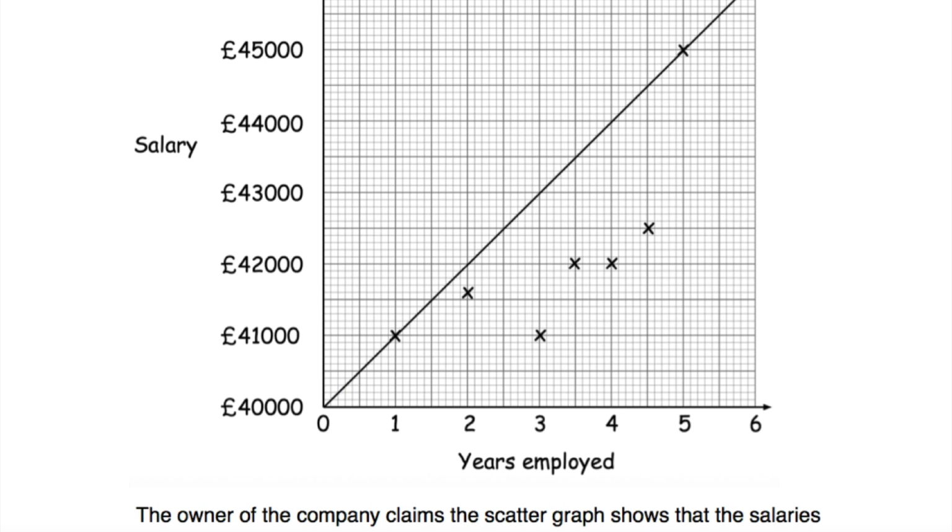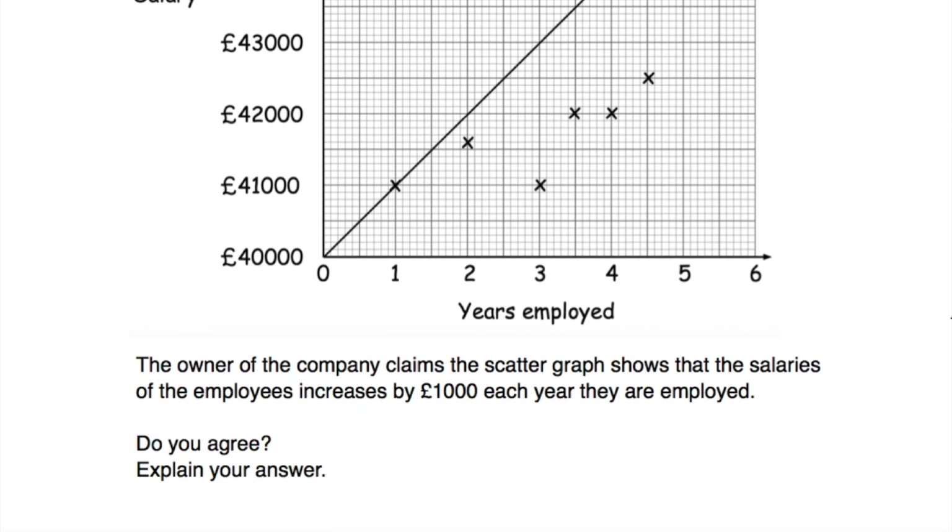And then if we carry on, we're told the owner of the company claims that the scatter graph shows that the salaries of the employees increase by £1,000 each year they are employed. Do you agree? Explain your answer. So let's have a look here.